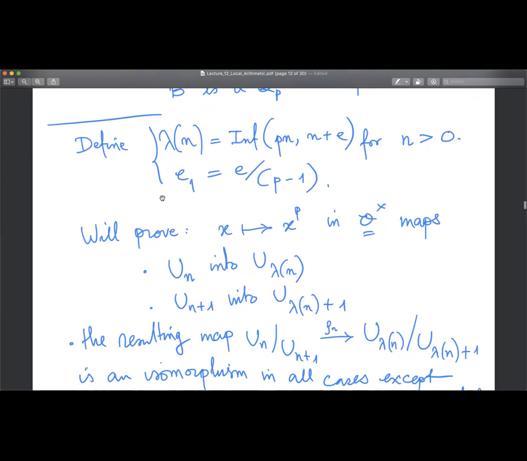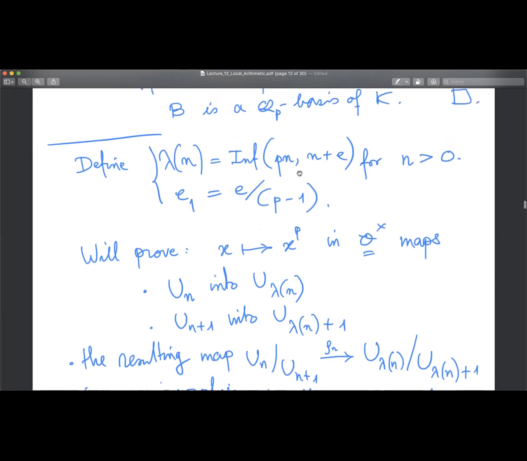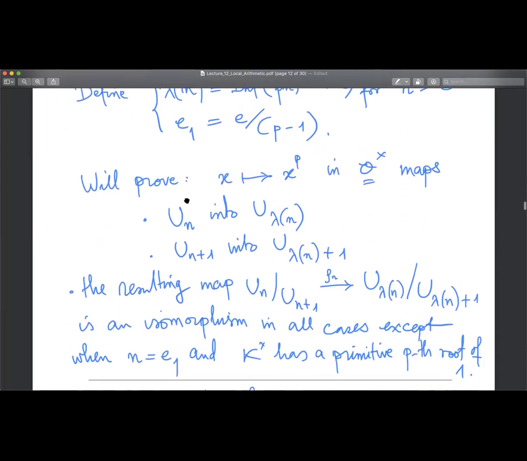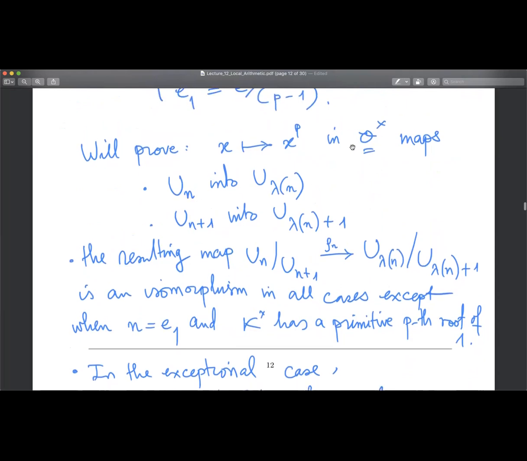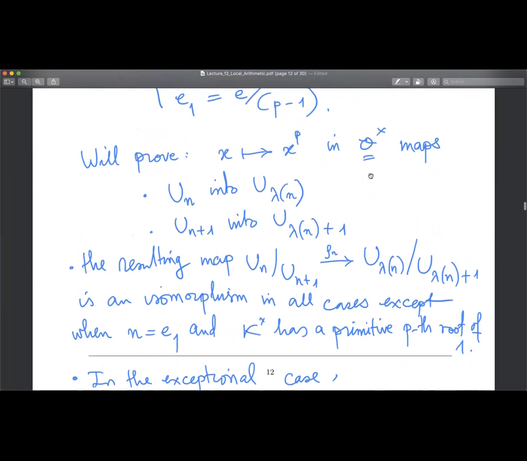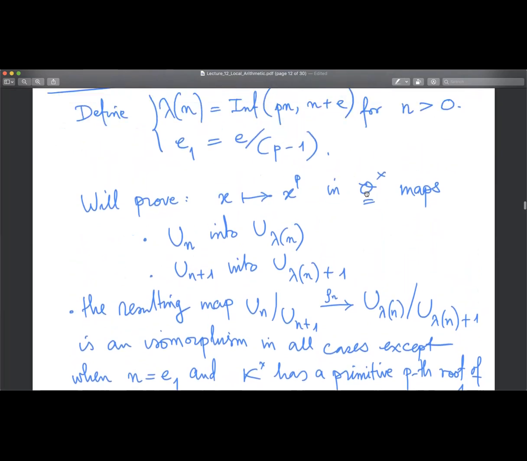And I just denote by e_1 this fraction e over p minus 1, just to save space. So this is just a rational number. It's not necessarily an integer, right? It may be an integer, but not always. So what we'll prove is, so we have to study this map, x going to x to the power p in O star, and what it does to the filtration. The filtration of O star by U_1, U_2, U_n, where U_n is what?